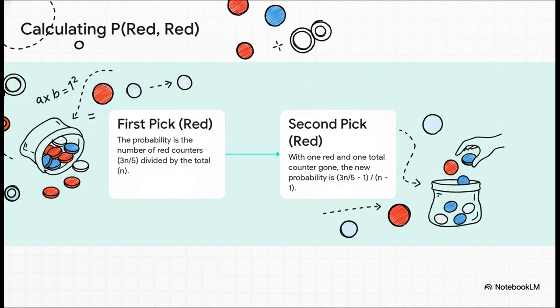So for that first pick, the chance of getting a red is just the number of reds, which is 3n over 5, divided by the total number of counters, n. You'll notice the n's actually cancel out here, which is nice. So the probability is just 3/5. But for the second pick, the whole game is changed. There's 1 less red counter and 1 less counter in the whole box. So the new probability is the new number of reds over the new total.